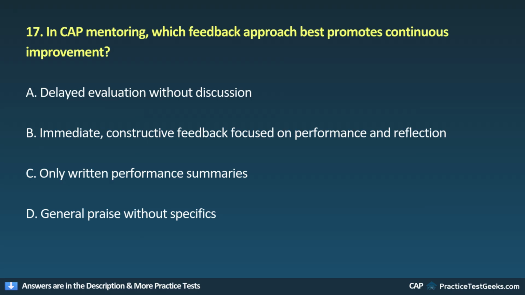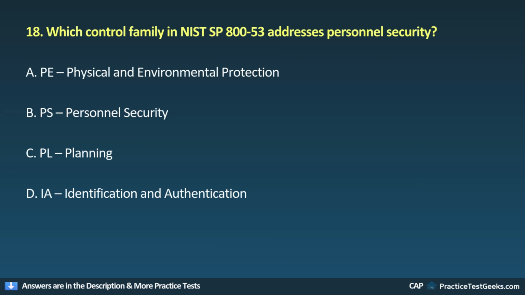C. Only written performance summaries. D. General praise without specifics. 18. Which control family in NIST SP 800-53 addresses personnel security? A. PE, Physical and Environmental Protection. B. PS, Personnel Security. C. PL, Planning. D. IA, Identification and Authentication.